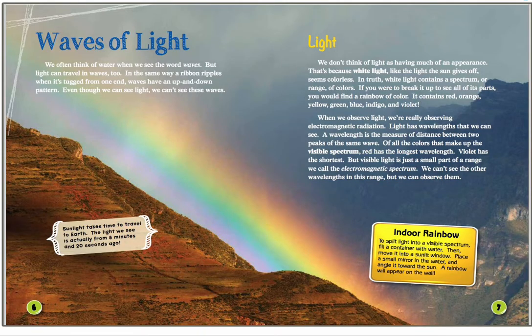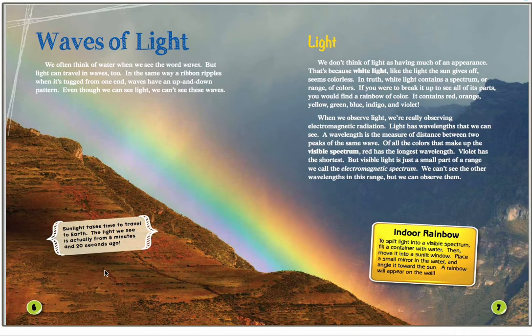When we observe light, we're really observing electromagnetic radiation. Light has wavelengths that we can see. A wavelength is a measure of distance between two peaks of the same wave. Of all the colors that make up the visible spectrum, red has the longest wavelength. Violet has the shortest. But visible light is just a small part of a range that we call the electromagnetic spectrum. We can't see the other wavelengths in this range, but we can observe them.